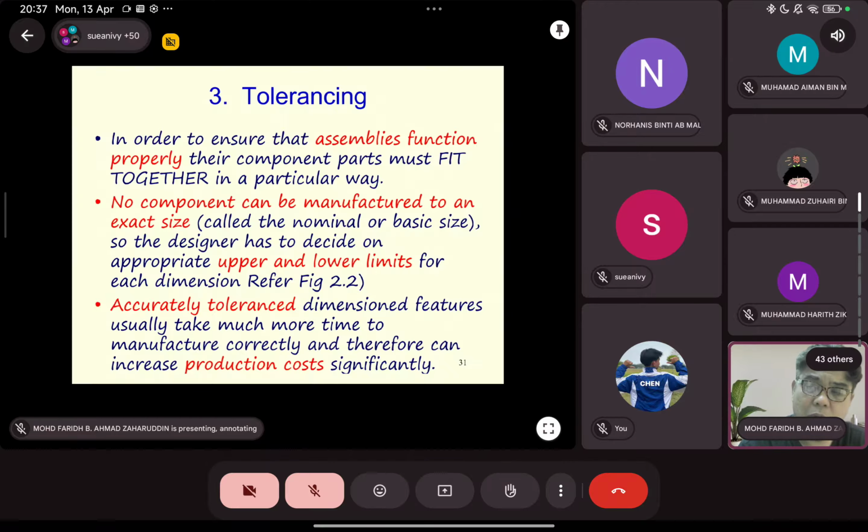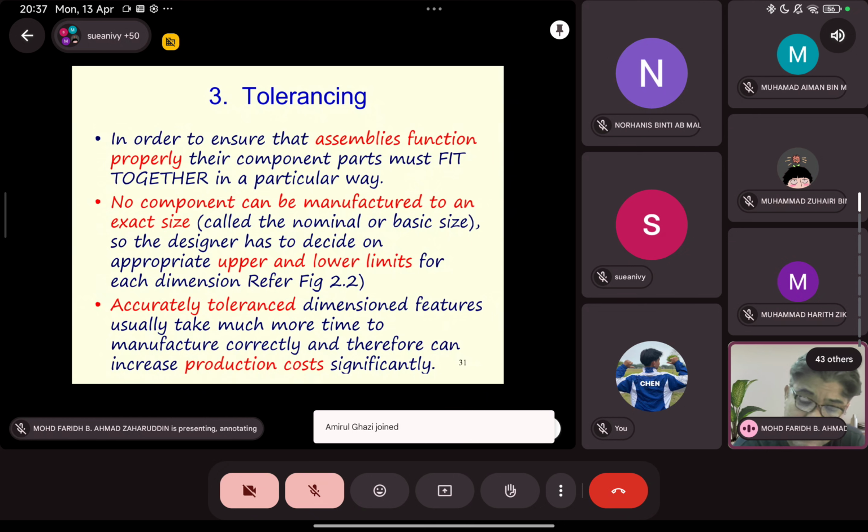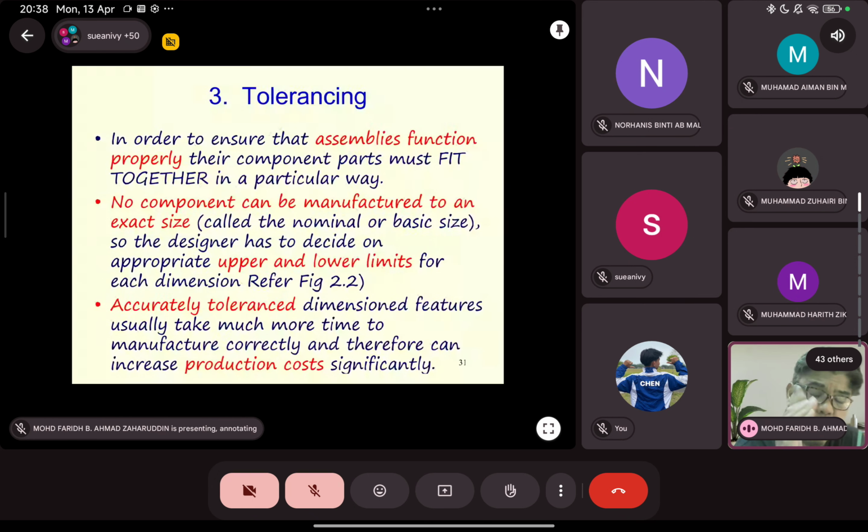Alright, back to where we start with the tolerance. Tolerance is used to ensure that the assembly functions properly, instead of following the exact size, which is impossible for machinists to fabricate. If you ask someone to fabricate a diameter of 20 millimeters, 20.000 millimeters is impossible. There is no machine and no fabricator that can produce that. So what they need is a tolerance.